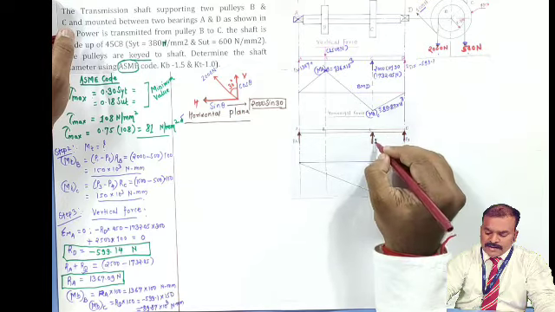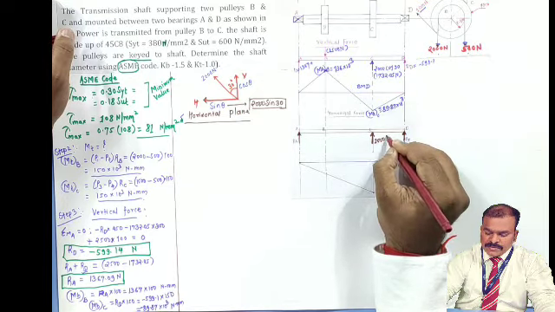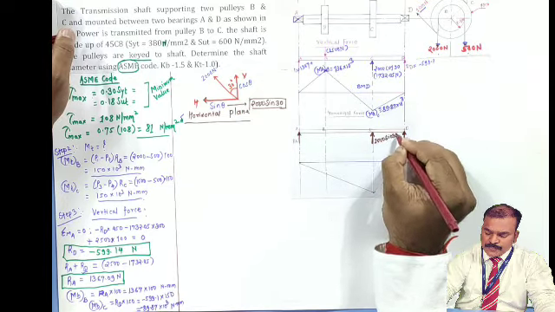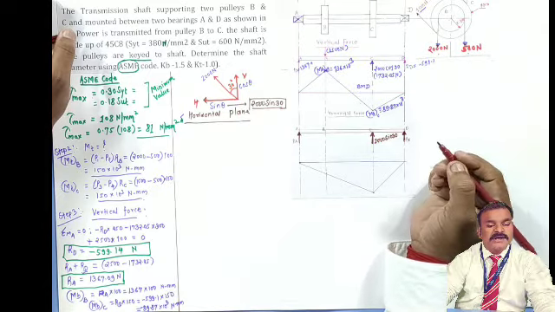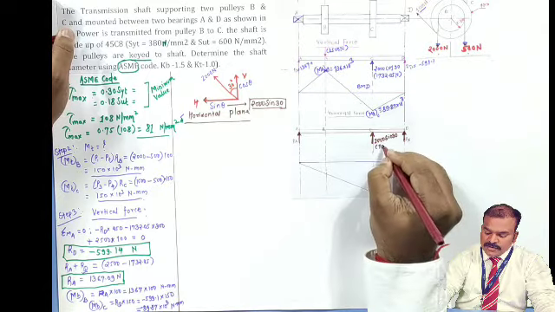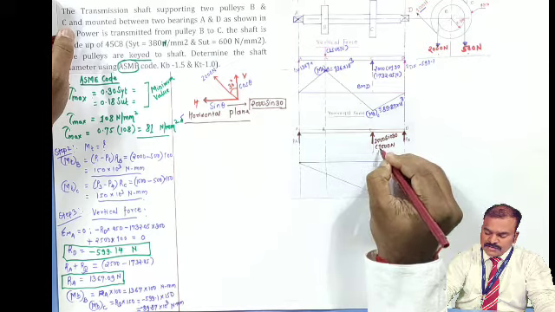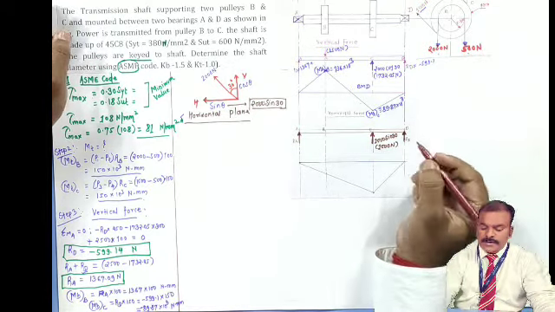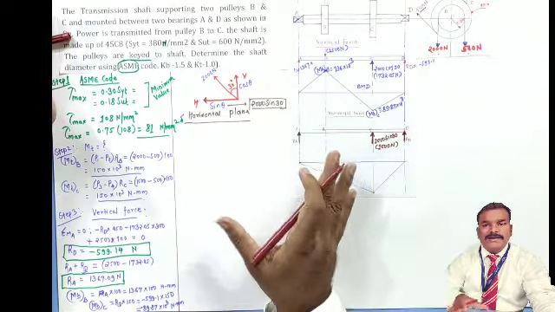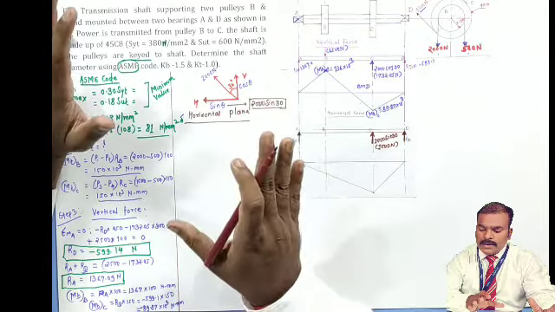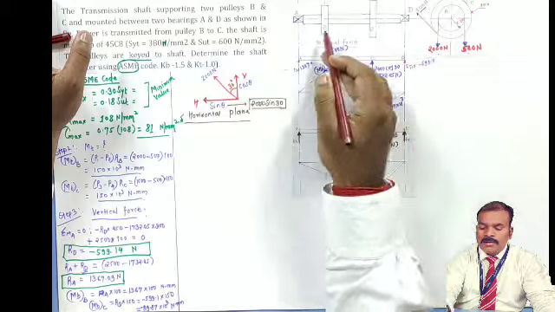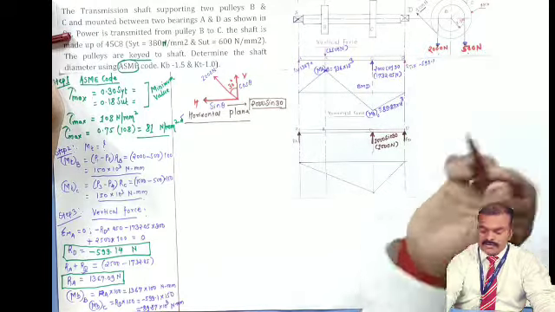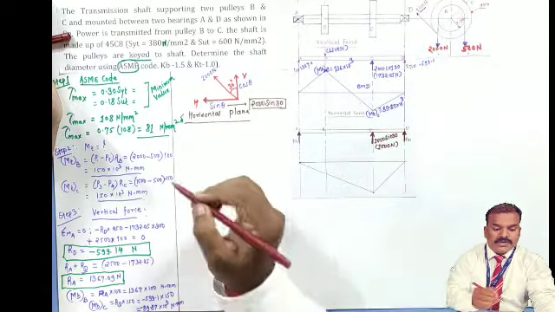So I'll directly write 2000 sine of 30, and if we convert it, that will be 1000 Newton. So this will be the force we have calculated. No force is situated on pulley B, all are vertical, so there is only one force.